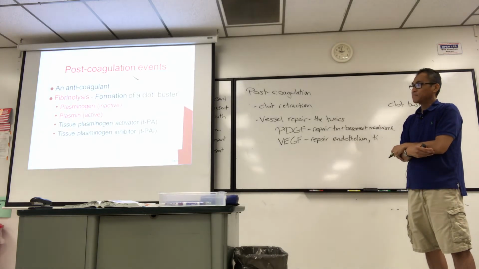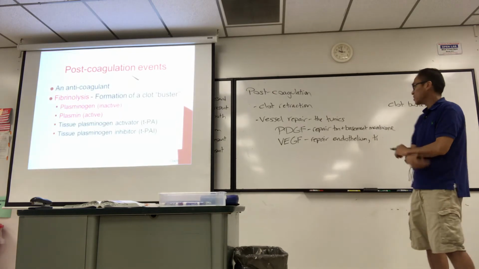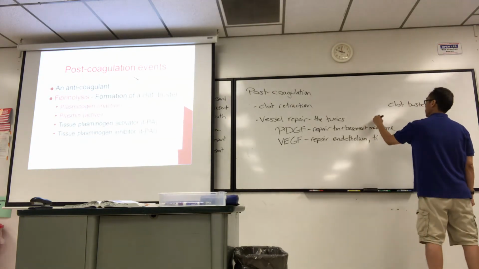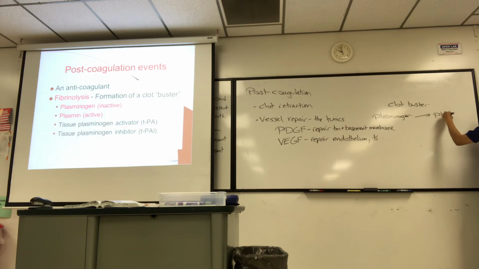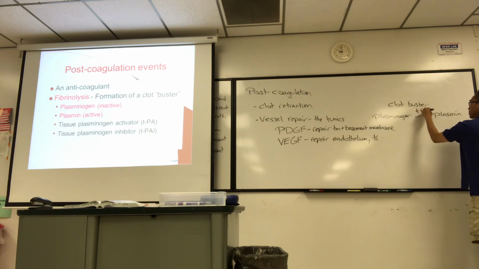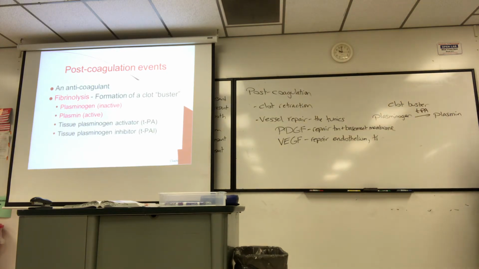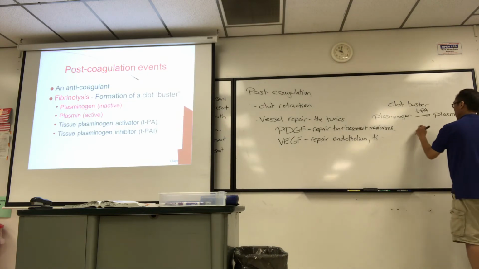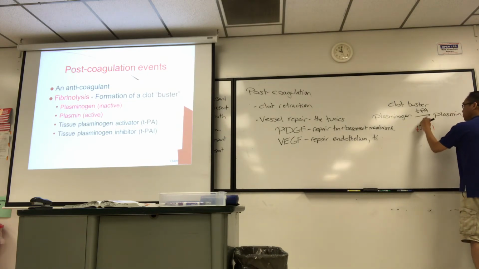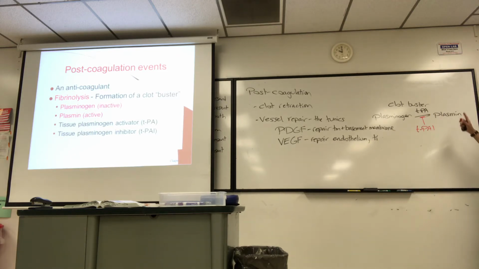So, plasminogen is the inactive form, plasmin is the active form. Our clot buster is plasmin; plasminogen is the inactive form. Now the factor that helps it form is tissue plasminogen activator, TPA. So TPA is the one that gets you your plasmin. The one that's inhibitory is TPAI, tissue plasminogen activator inhibitor. It'll stop that.